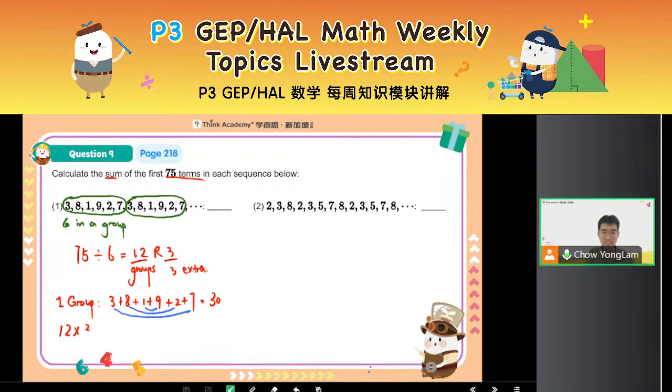So 12 times 30 plus, wait a second. I have a remainder 3. Does remainder 3 mean I add 3 to the sum? What does the remainder 3 mean? It means there are 3 extra terms. So I need to start a new group and pick the three starting numbers, which are 3, 8, and 1. There are three extra numbers. I need to add them to our sum. 3 plus 8 plus 1.